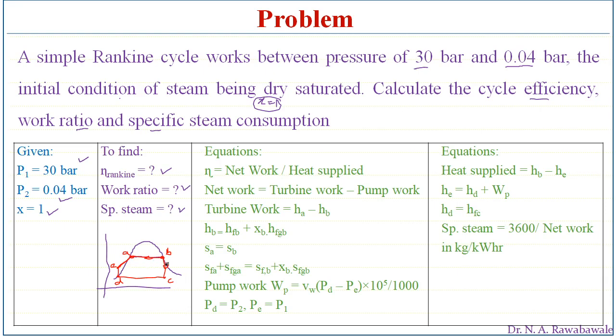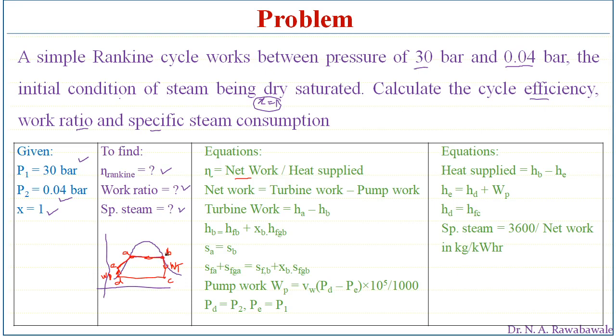Now the efficiency is defined as net work divided by heat supplied. Net work is work done by the turbine minus work consumed by the pump. So work produced minus work consumed. Here this is pump work, and here this is turbine work. The turbine produces work and the pump consumes work. WT minus WP is net work, so efficiency is net work divided by heat supplied. Heat supplied is from point E to A as sensible heat, and A to B as latent heat supplied.